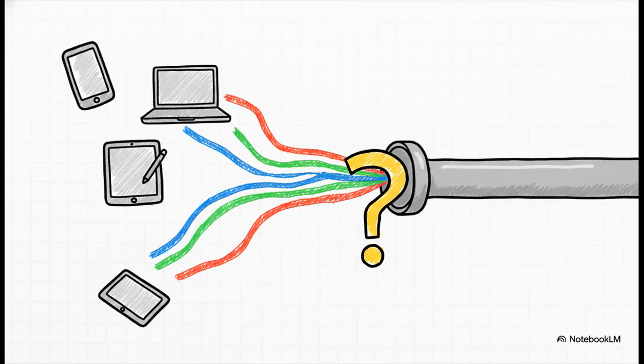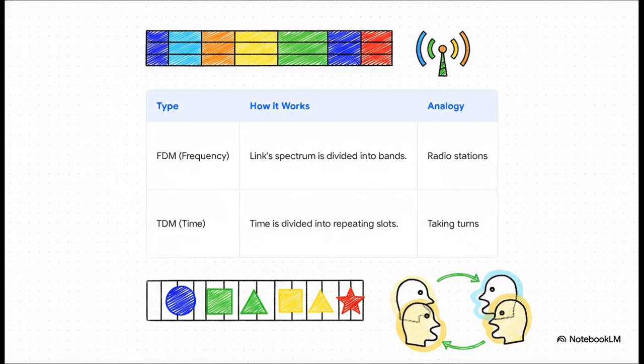So you're probably thinking, wait a minute, how can one physical cable, one fiber optic line, support hundreds of these private, dedicated circuits all at the same time? Well, the magic trick that makes this possible is a technique called multiplexing. And there are basically two classic ways to pull this off.